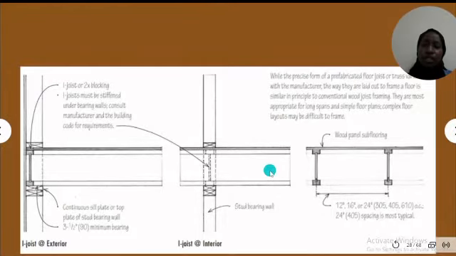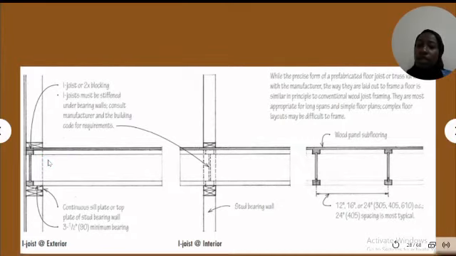Here are the I-joists, the detail of it. The prefabricated floor joists or trusses vary with the manufacturer. The way they are laid out to frame a floor is similar in principle to commercial wood joist framing. They are most appropriate for long spans and simple floor plans, but for a complex floor it may be difficult to frame.